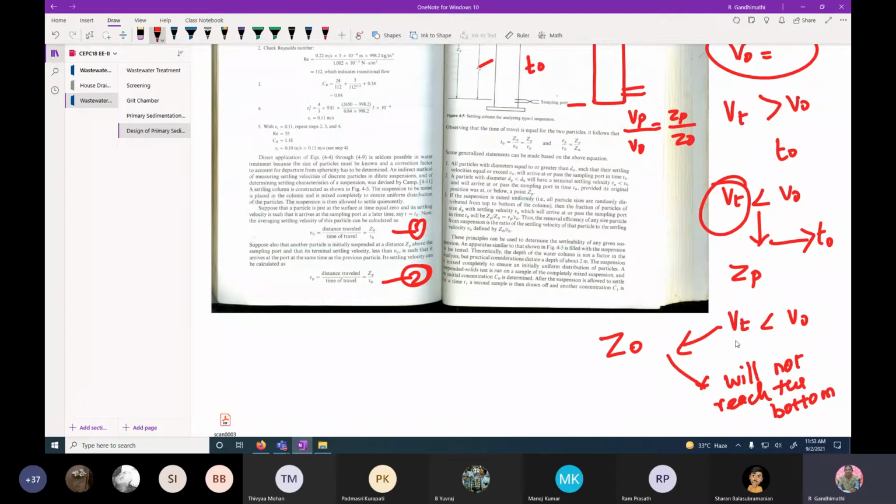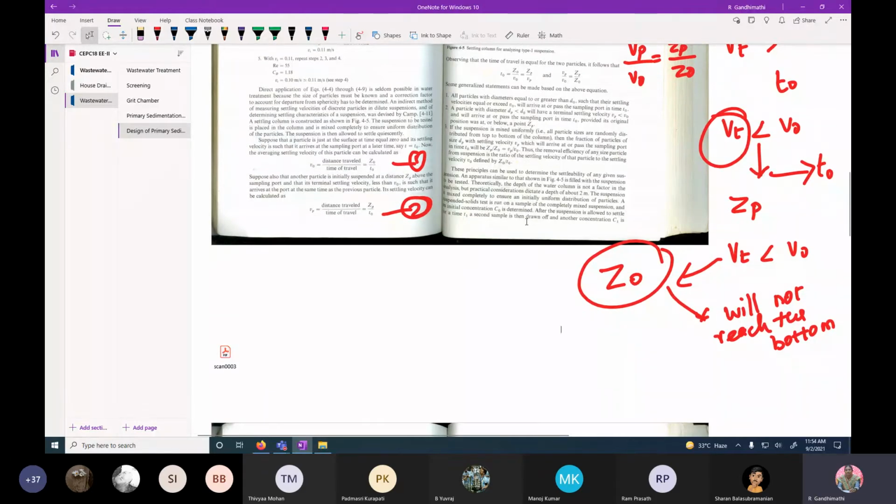Third observation: if the particle has a settling velocity less than V0, but at the same time the position of the particle is Z0, then it should be removed in the ratio of Vp by V0 into Zp by Z0. This applies to any particle having velocity less than V0, not exactly at Z0, below the height of Z0. We have considered two things: one is Z0, another one is Zp.